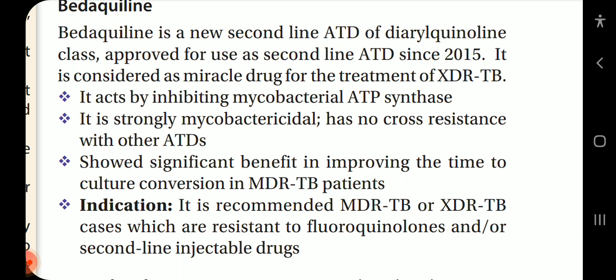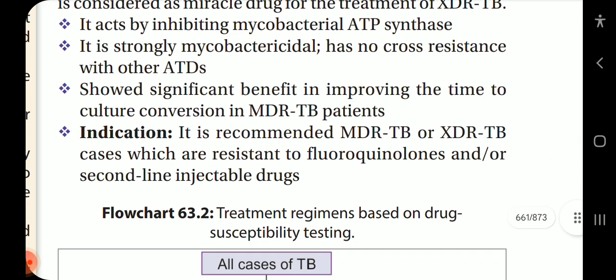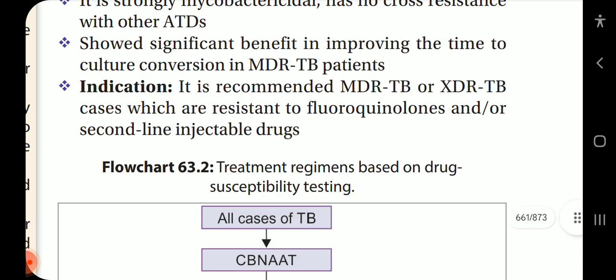It acts by inhibiting mycobacterial ATP synthase. It is strongly mycobactericidal and has no cross resistance with other ATDs. It showed significant benefit in improving the time to culture conversion in MDR-TB patients. Indication: it is recommended for MDR-TB or XDR-TB cases which are resistant to fluoroquinolones and/or second line injectable drugs.